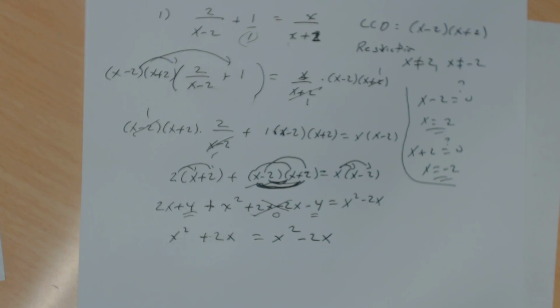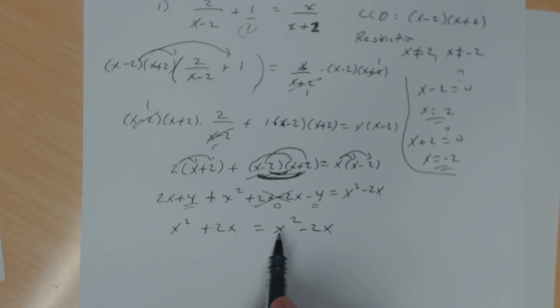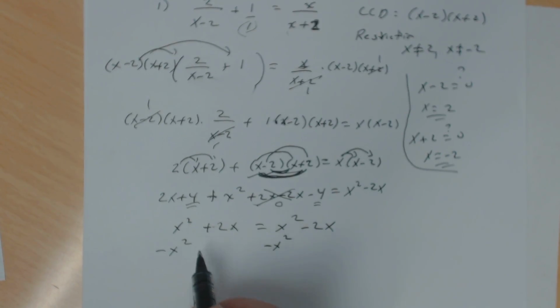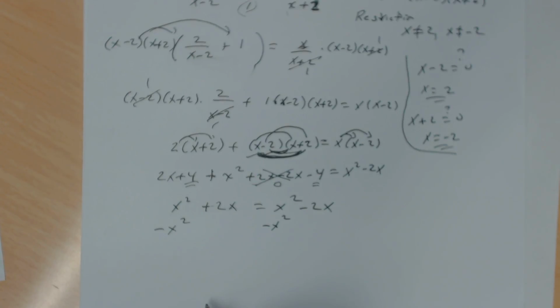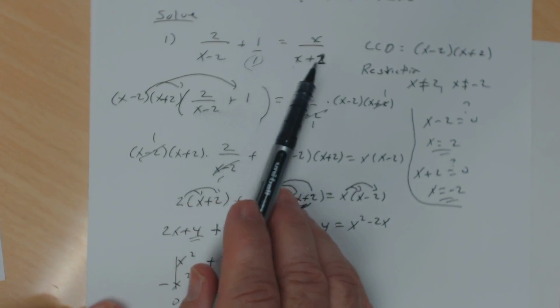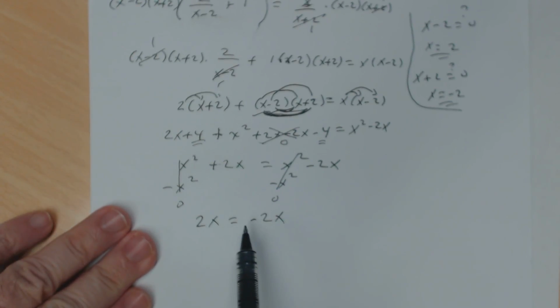Alright, now if you look at this, you may think that this is a quadratic equation. Alright, what's going to happen when you subtract x squared from both sides is that the x squareds go away. They're no longer an x squared. So when I subtract x squared, I get x squared minus x squared, which is 0, and 0 plus 2x is 2x, equal x squared minus x squared is 0, and 0 minus 2x is negative 2x. So really, I went from a quadratic equation to a linear equation.